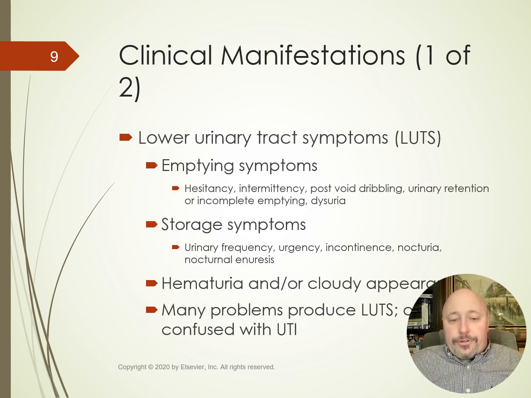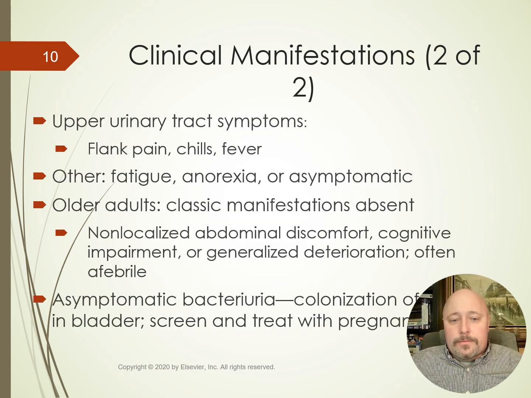Lower urinary tract symptoms include emptying symptoms such as hesitancy, intermittency, post-void dribbling, urinary retention, and incomplete emptying. There also may be storage symptoms such as urinary frequency, urgency, incontinence, nocturia, or nocturnal enuresis. They may also present with hematuria or a cloudy urine. Upper urinary tract symptoms include flank pain, chills, and fever. They may also go along with fatigue, anorexia, or even be asymptomatic.